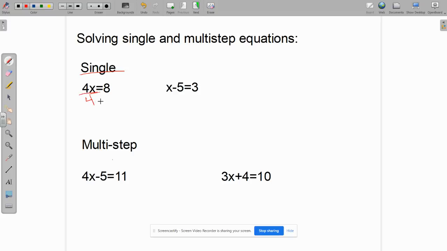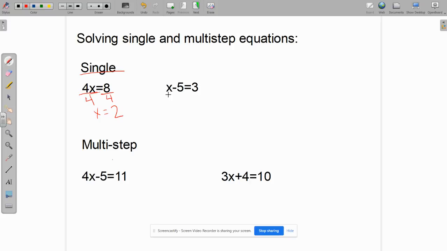So I'm dividing by 4 because to get rid of that 4, if I divide a whole 4 by 4, it will equal 1, and that would leave me with just 1x. And the important thing to know when you're solving these equations is that what you do to one side, you have to do to the other side. So I'm also going to be dividing 8 by 4, and you can do mental math or plug that into your calculator, and you'll get x equals 2. So that's one type of single-step equation.